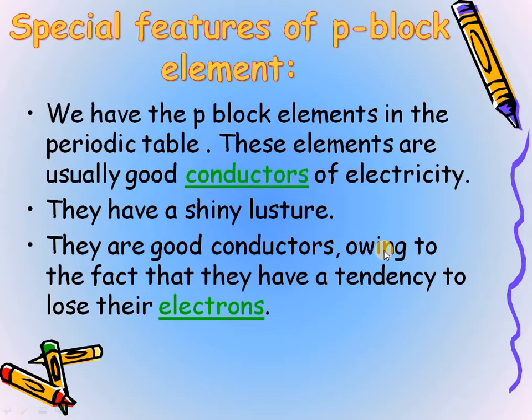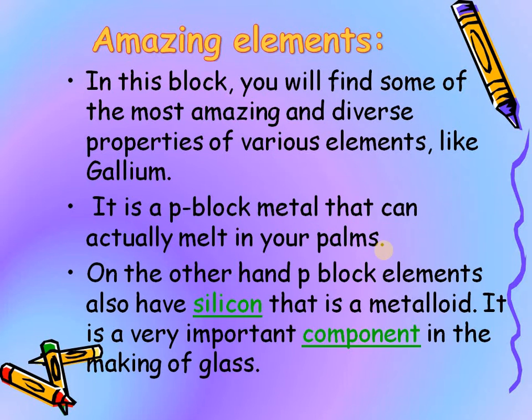Now the features of p block elements. These elements are usually good conductors of electricity and have a shiny luster. They are good conductors because they have a tendency to lose electrons. In the p block we find some of the most amazing and diverse properties of elements, like gallium, which is a metal that can melt in your palm.